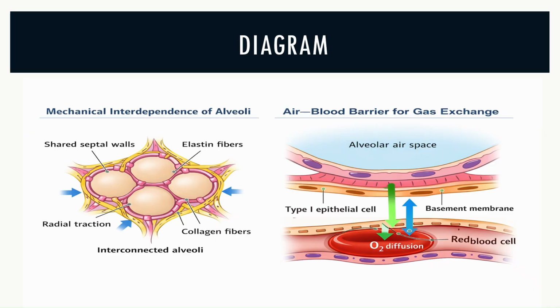In the second diagram, we can see the air-blood barrier and gas exchange occurs through an extremely thin air-blood barrier formed by alveolar epithelium, basement membrane, and capillary endothelium. Oxygen diffuses into blood while carbon dioxide moves in opposite direction, making lung highly efficient for gas transfer.